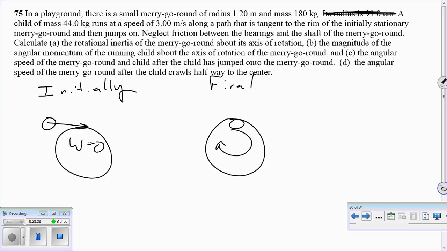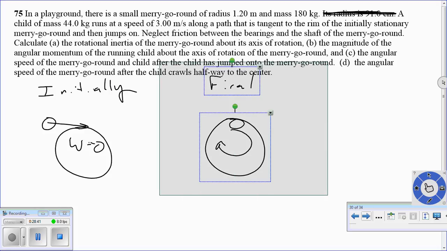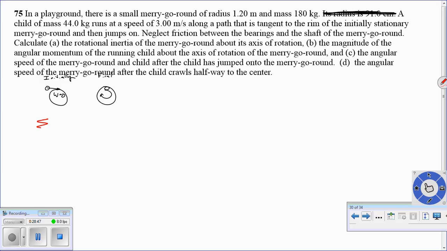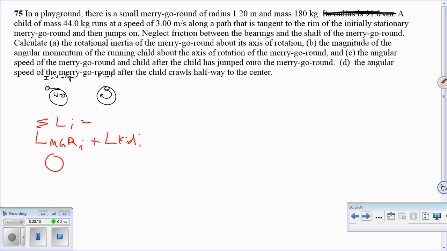All right, so let's write an expression for what's going on initially. Our total momentum initially is the momentum of the merry-go-round initially plus the momentum of the kid initially, right? So what's the angular momentum of the merry-go-round initially? Good. Why is it 0? Because it's not moving, right? Angular velocity 0. Plus the angular momentum of the kid. Well, let's see. That's I omega.